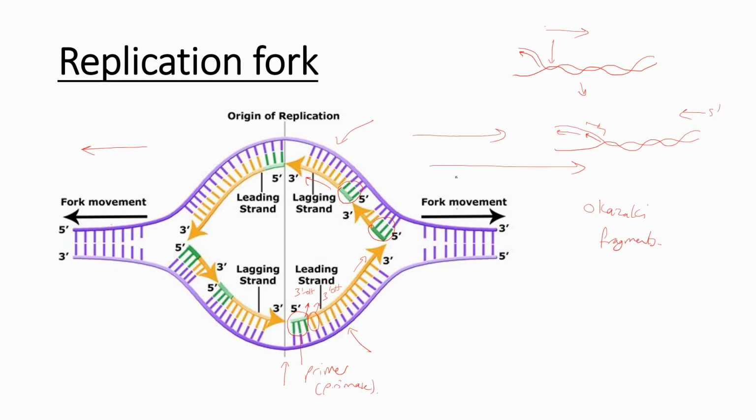In order to then join the gaps between these DNA strands, DNA ligase forms nucleotide bonds between these short sequences, these Okazaki fragments, and this then leads to a continuous long strand of DNA.